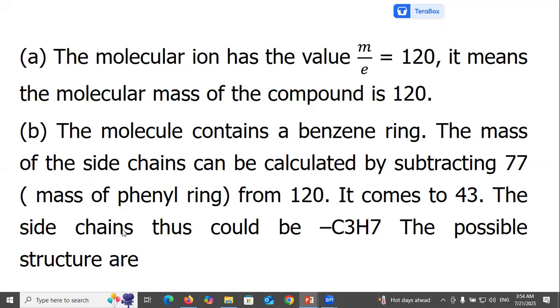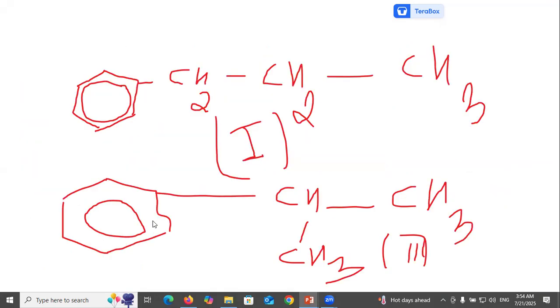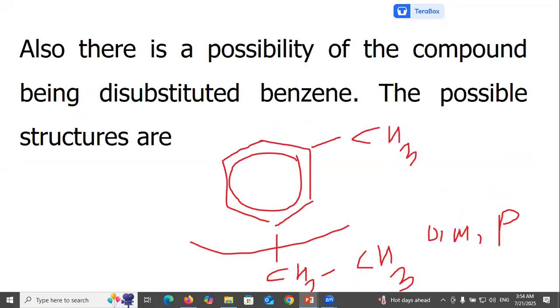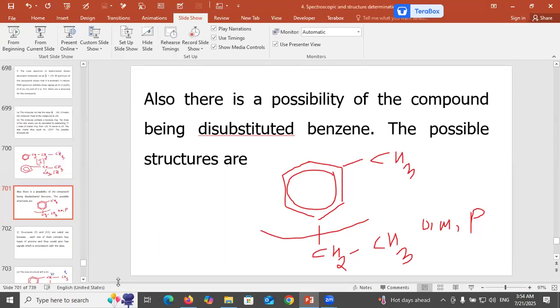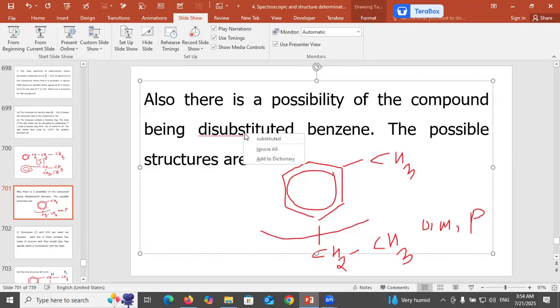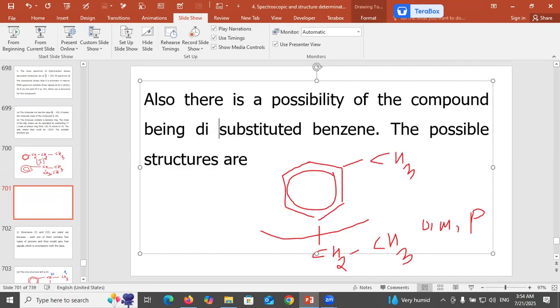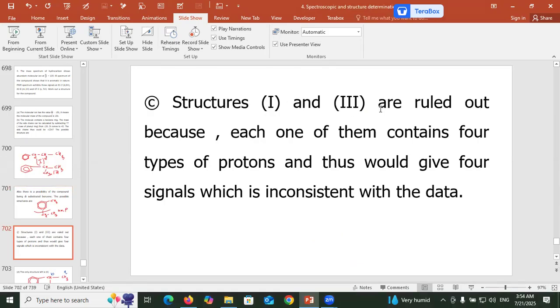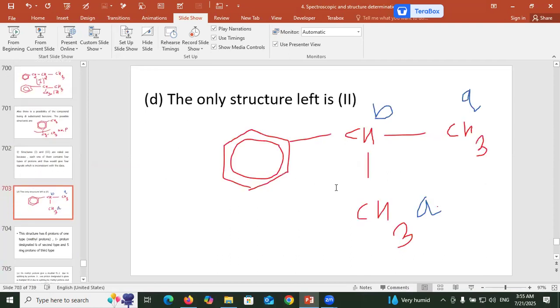The possible structures are structure first and second. Also, there is the possibility of the compound being disubstituted. The possible structures are shown. Structures first and third are ruled out because each one of them contains four types of protons and thus would give four signals, which is inconsistent with the data. Only structure second is left.